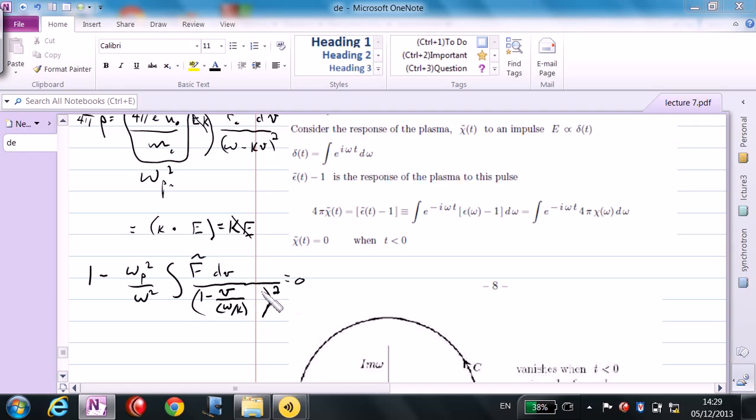And again, I can write this as 1 over omega p squared over omega squared. Well, let me do it this way: f dv over omega minus kv. And now, instead of writing that, I want to write df/dv and dv.